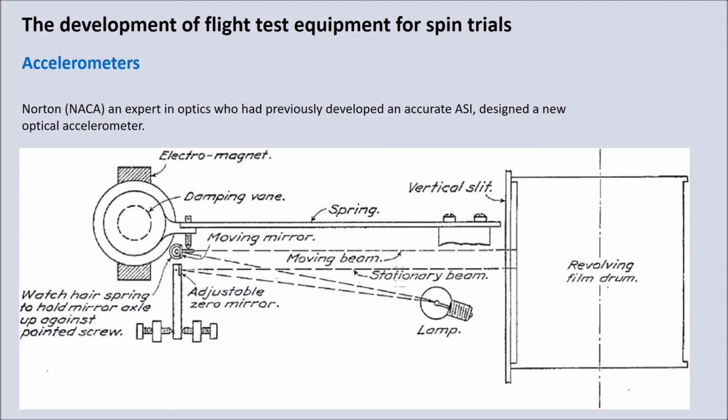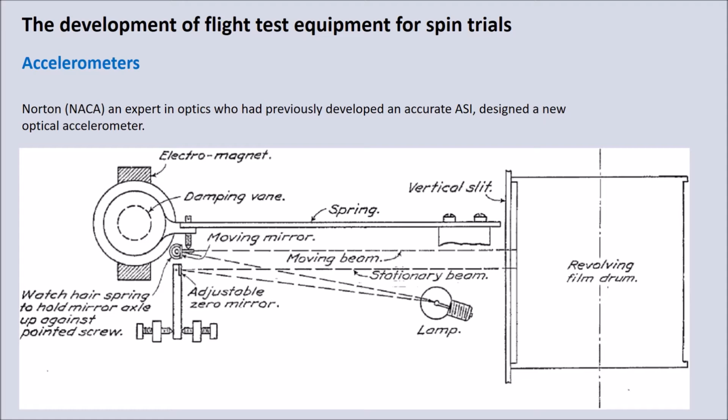The next development in accelerometers was by Norton, who at the time worked for NACA. He was an expert in optics, so he looked at redesigning the impractical accelerometer solutions that we've just discussed into something a little bit neater. By the way, Norton had also previously developed an accurate airspeed indicator, and therefore looked to move into redesigning the accelerometer. So you can see a sketch of his design here.